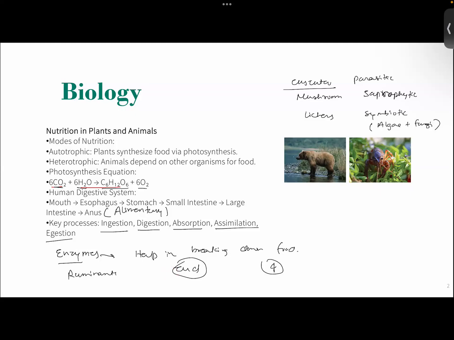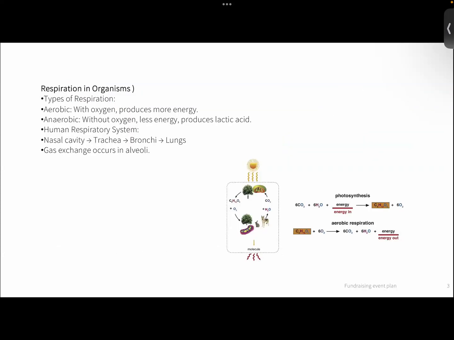We also learned that in the large and the small intestine, there are finger-like structures called villi that help in absorption of the digested food. So these things we have learned in this chapter particularly. Then we had the chapter Respiration in Organisms. In respiration in organisms, we learned that the food taken in by organisms is broken down to obtain energy.